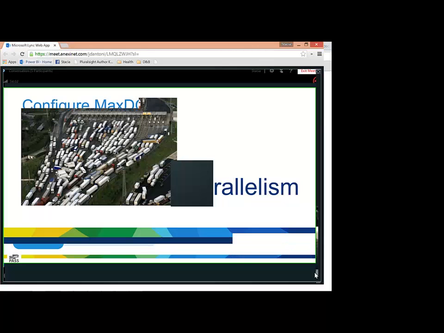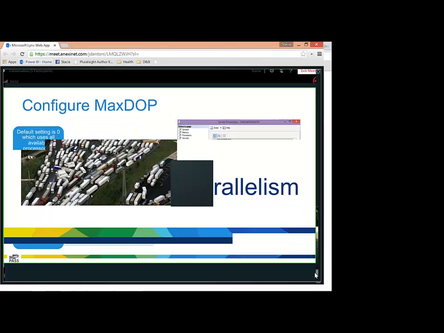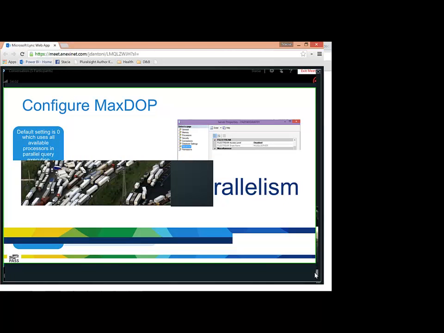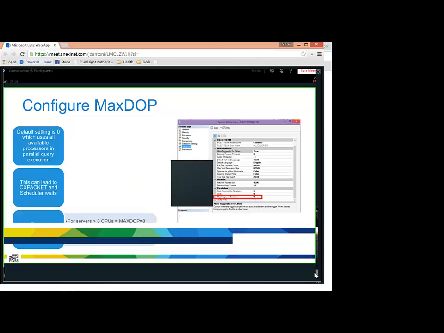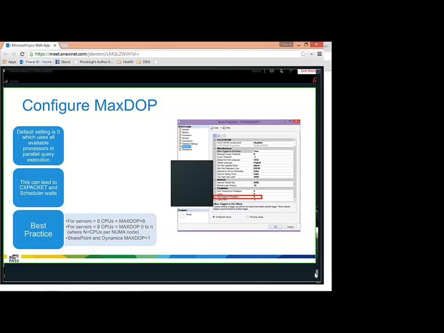So the two main areas we're going to focus on here, max degree of parallelism is the first. This is the default setting, which is 0, which means SQL Server is going to try to use all available processors if it's doing a parallel query. This will manifest itself. You'll see it if you look in your wait statistics. You'll see a lot of waits around CXPACKET. And SOS_SCHEDULER_YIELD is the other wait you'll see. So these are both CPU-related waits.